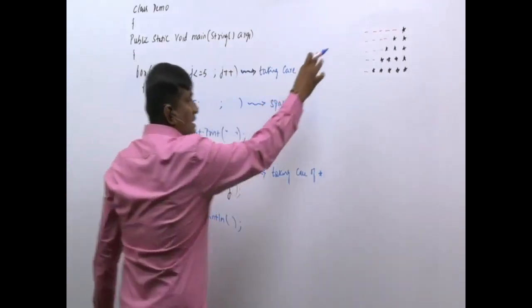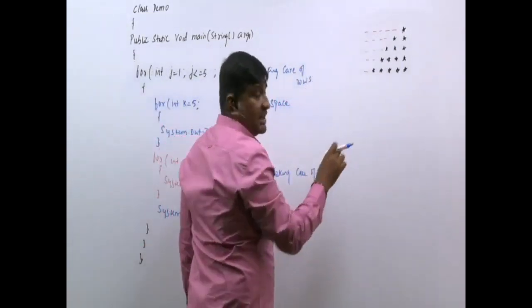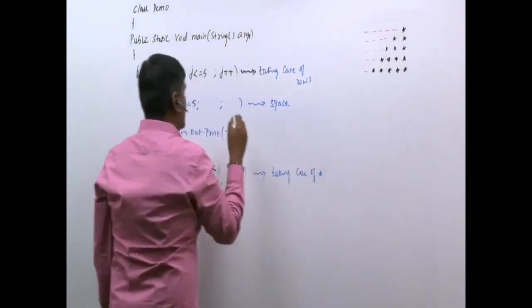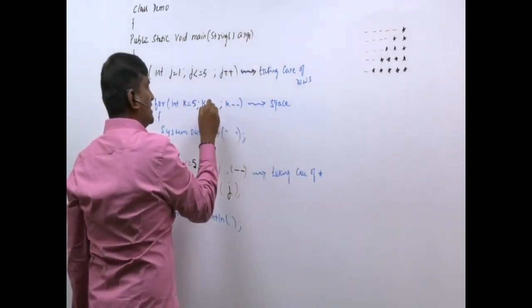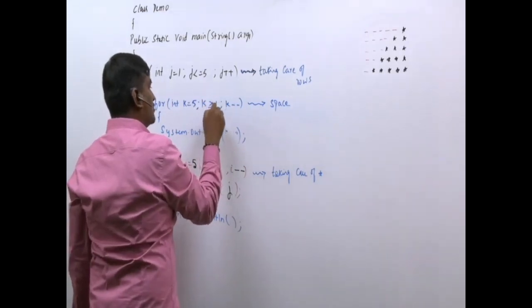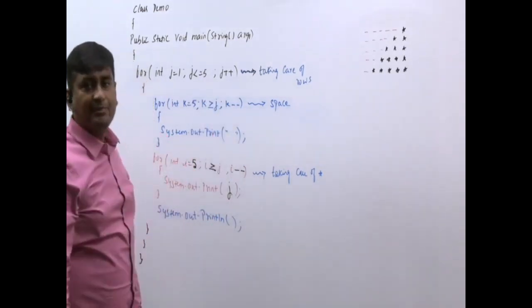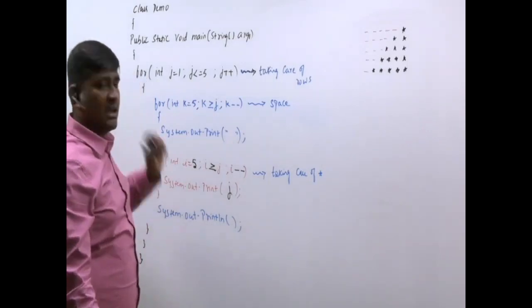5. Coming down, is space increasing or decreasing? 5, 4, 3, 2, 1. It is decreasing. Hence K minus minus. Whenever it is minus minus, it should be greater than or equal to, and you should always compare with what? J. Now space is taken care of.